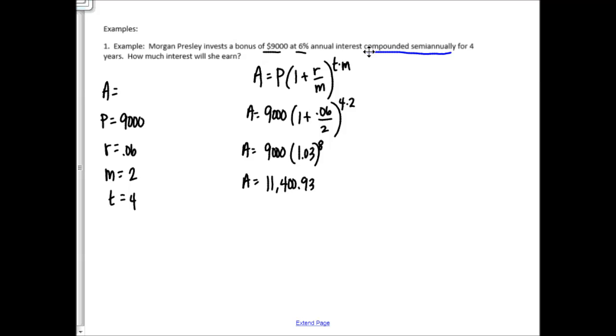That's the tricky part. So go back and look at what the question says, and it says, how much interest will she earn? So that's what it's asking for. So that's not the answer. What you found, A, is not the answer. Okay? A, I want you to remember, A always stands for the amount in the account. That's how much you end up with. That's not the interest that you earn.